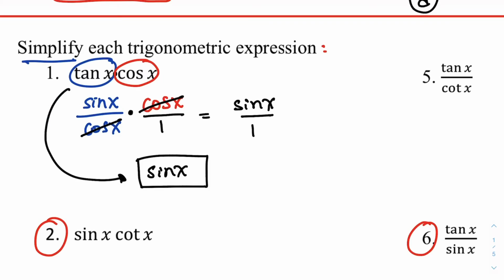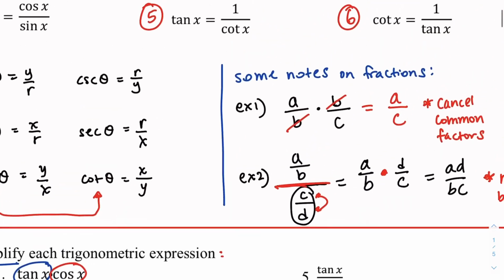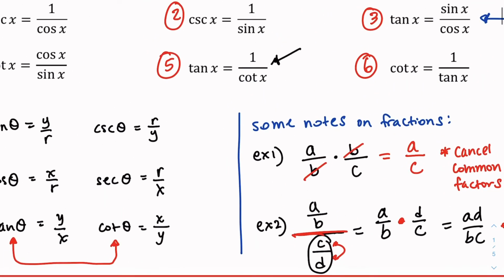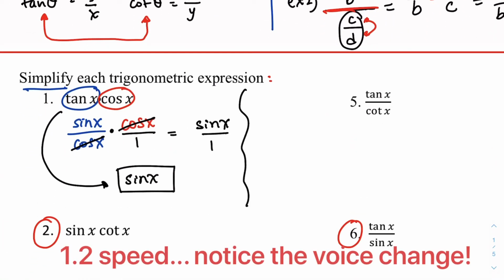And I did all that just by using my identities from above. So you might be thinking to yourself, how do I know which formula to use? Because if you notice, 3 wasn't the only formula we could have used for tangent. We could have also used number 5. Let's see what would have happened if we'd used rule number 5.